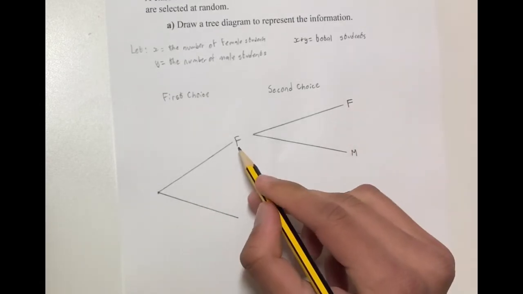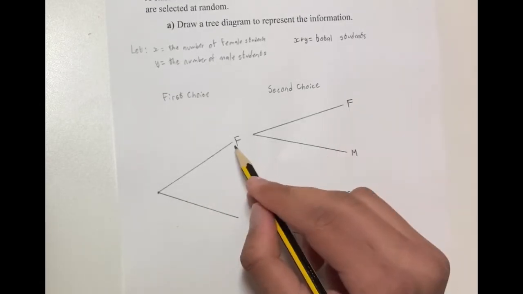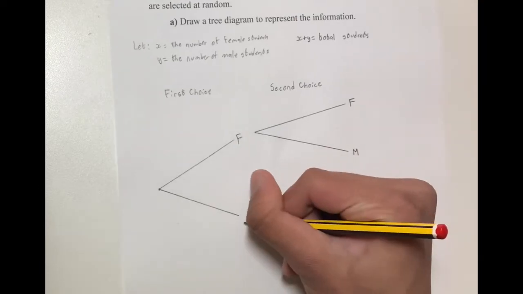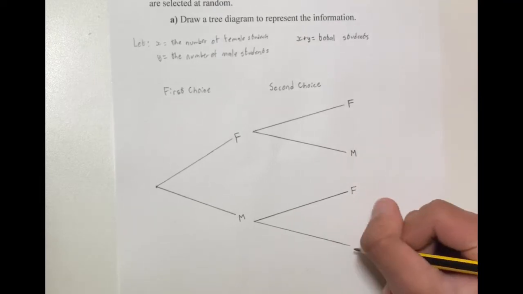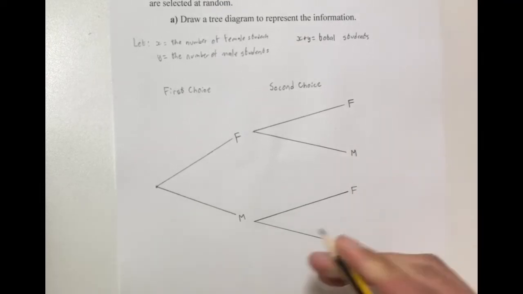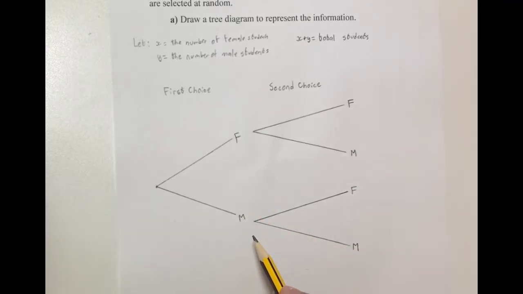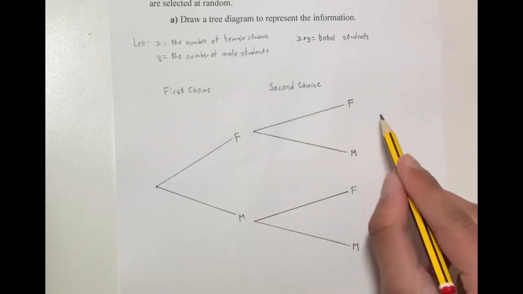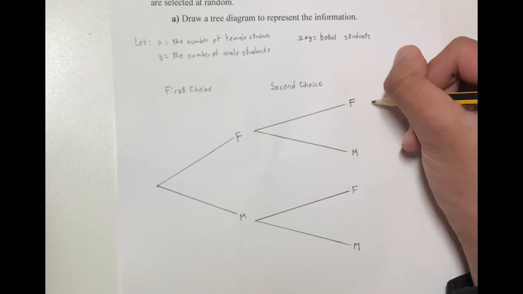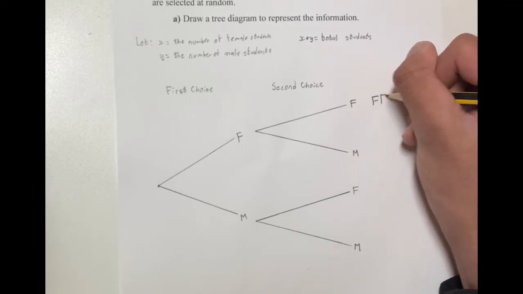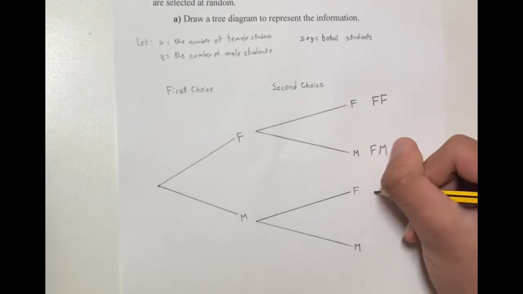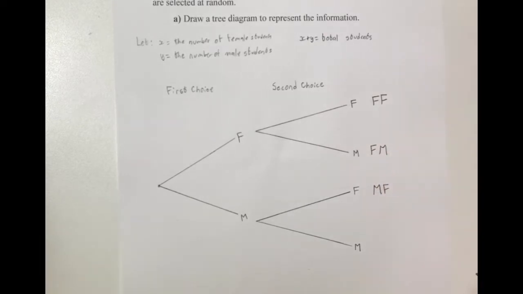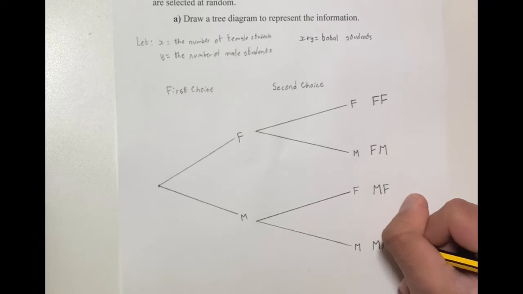So this shows a female student being chosen, then either another female or a male. And I'll do the same thing on the other side. Again, that's a male student being chosen, then a female from there or a male from there. And together, I'll write in these options at the side. This is 2 females, a female then a male, then a female, or 2 males.